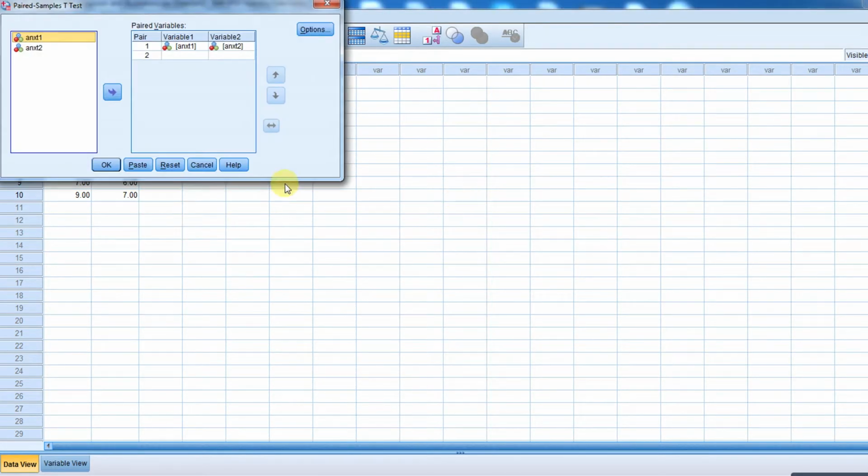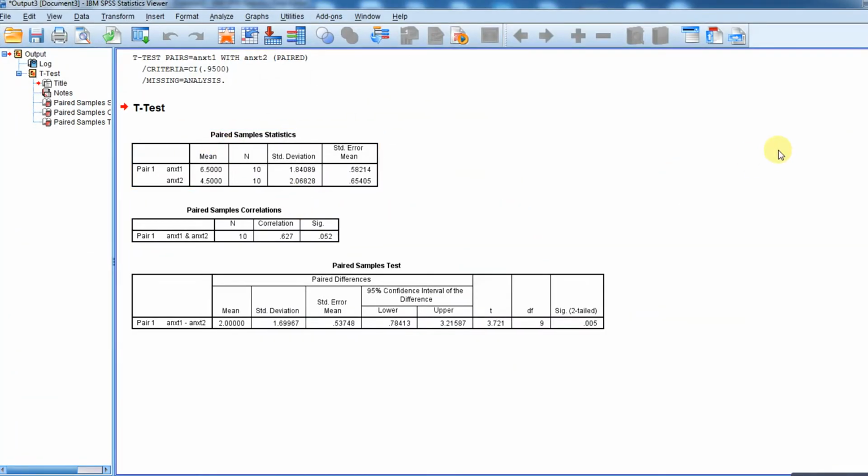And I'm going to reset this and show you how to do this. So we move anxiety at time 1 over, anxiety at time 2 over, and then we just click on OK. And so now you can see that we have our means for our two groups, so 6.5 and 4.5 for time 2. So if we take the difference in means, if we take anxiety at time 1 and subtract anxiety at time 2, the means, we get a mean difference of 2.